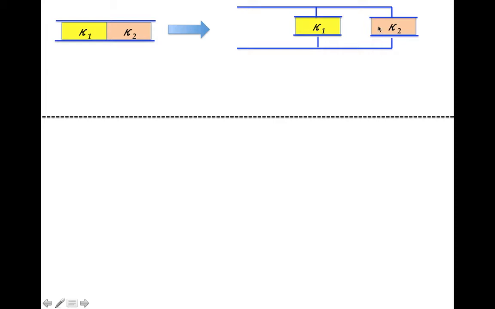It's exactly the same thing. The only thing that is different is now the area is half, but the gap or the distance between the two plates is the same. Since it's parallel, C equivalent is equal to C1 plus C2. And remember, when you insert a dielectric, you simply multiply by kappa.